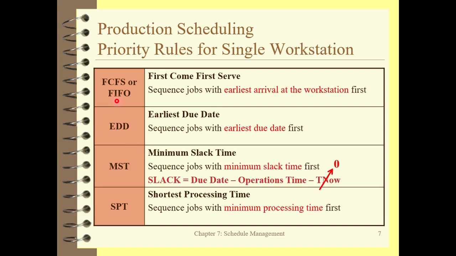The logic for first come first serve is that you will sequence the job with the earliest arrival at the workstation first. Whichever job arrives first, you do it first, right? That is first come first serve. And this is the way that gives equality to every entity that comes to the resources. We use it especially in service providing systems like banks, hospitals, something like that. This is a very basic rule.